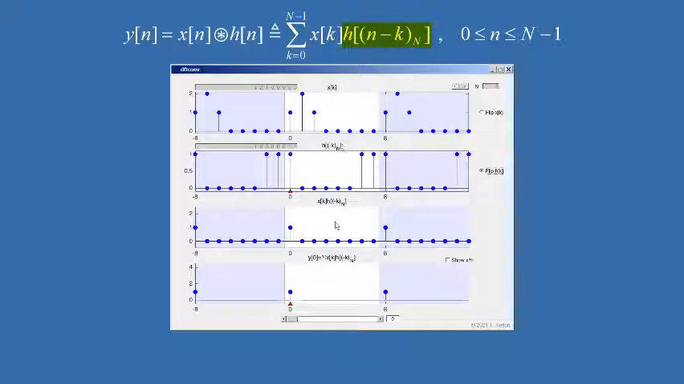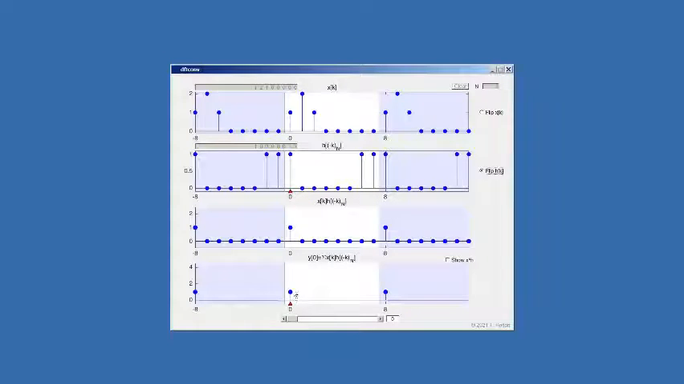The third panel shows the product of these two sequences, and the fourth panel shows the sum of the product, which is y of 0, in this case 1 times 1 is 1. The red marker here or here shows the value of n at which the convolution is being computed.